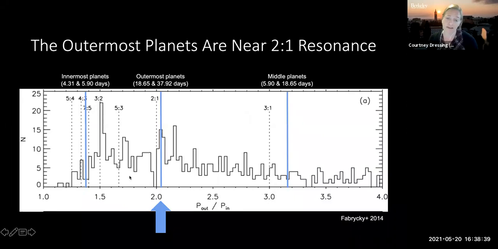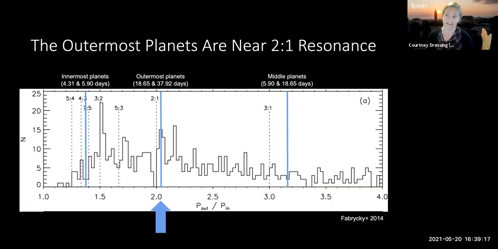So here, if we plot the period distribution of planets from Fabrycky et al. 2014, and we overplot in blue the planets from the TOI 1246 system, you can see that the innermost planets lie here, not really close to resonance. They're outside the 4-to-3 resonance. The middle planets, the 5.9 day and the 18.7 day, are over here. But the outermost planets, 18.7 and 37.9, lie just outside the 2-to-1 resonance, which indicates that they're probably dynamically interacting with each other, and they might have transit timing variations.